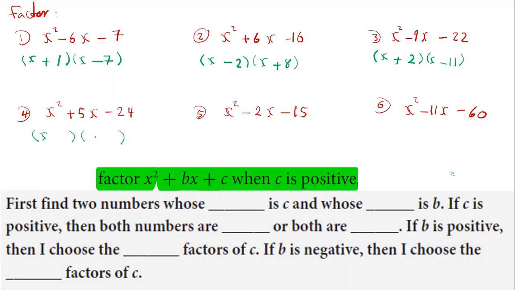x squared, x. I need two numbers, their product is 24 and their difference is 5. 4 times 6 is 24, but 6 minus 4 is 2. What are these two numbers? Yes, 3 times 8. 3 times 8 is 24, and their difference is 5. The greatest one will take the sign of the midterm, plus, and the other will be negative.